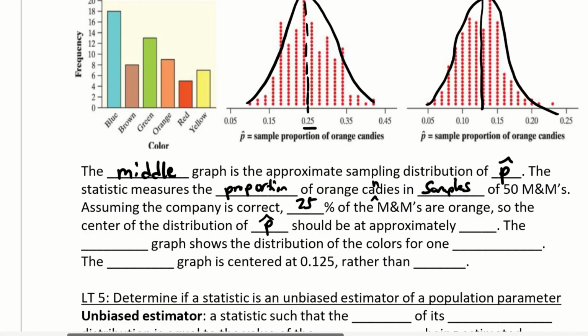Now, the first graph, the one on the left, shows the distribution of the colors for one sample. All right, so that's the distribution of sample data. And then the third graph, the one on the right, is centered at 0.125 rather than 0.25. All right, and that is learning target number 4, guys.